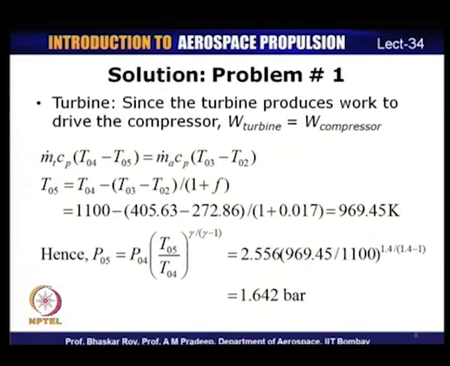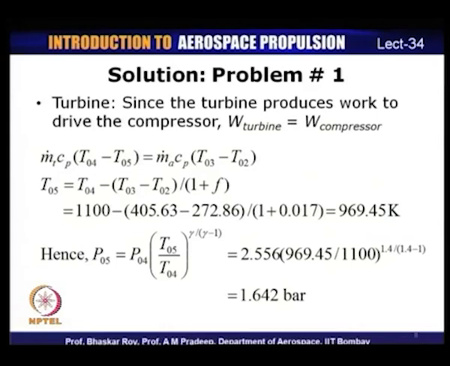Now, how do you calculate the turbine exit stagnation pressure? Since the expansion process is assumed to be isentropic, we use the isentropic relations again here. P05 is equal to P04 multiplied by T05 by T04 raised to gamma by gamma minus 1. So, this will be equal to P04, which is 2.556. We have calculated that from the combustion chamber inlet. In the combustion chamber, there is no pressure loss, and so P03 is equal to P04, which is 2.556 bar.